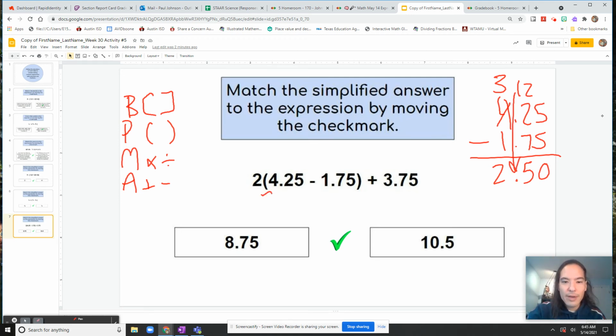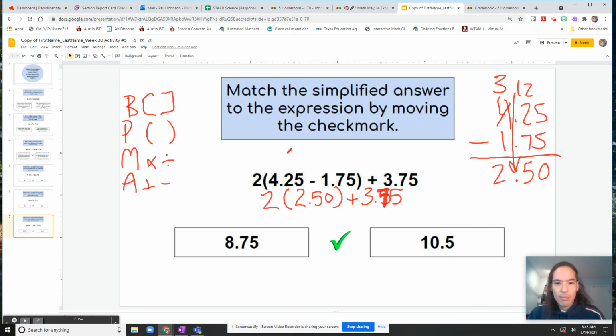So now we have 2 times 2 and 50 hundredths plus 3 and 75 hundredths. As you can see, the 2 got copied down because we didn't use it. We found the difference between 4 and 25 hundredths and 1 and 75 hundredths, and we brought that down too. There's no operation symbol between them, so I kept my parentheses so I remember that it's multiplication. And then I copied down the plus, and I copied down 3.75.